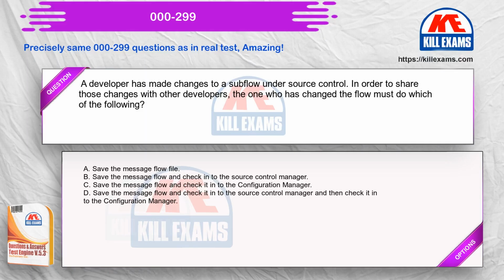A developer has made changes to a subflow under source control. In order to share those changes with other developers, the one who has changed the flow must do which of the following? Option A. Save the message flow file. Option B. Save the message flow and check into the source control manager. Option C. Save the message flow and check it into the configuration manager. Option D. Save the message flow and check it into the source control manager and then check it into the configuration manager.